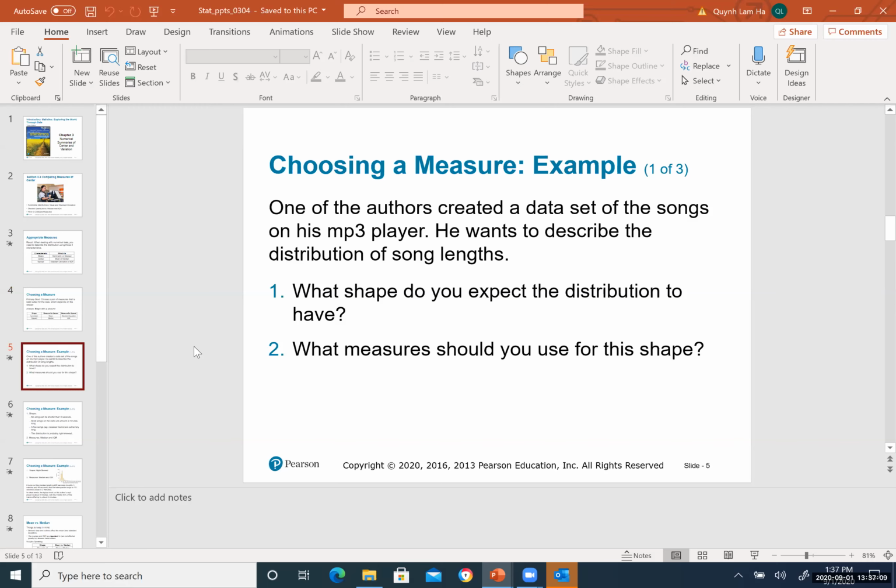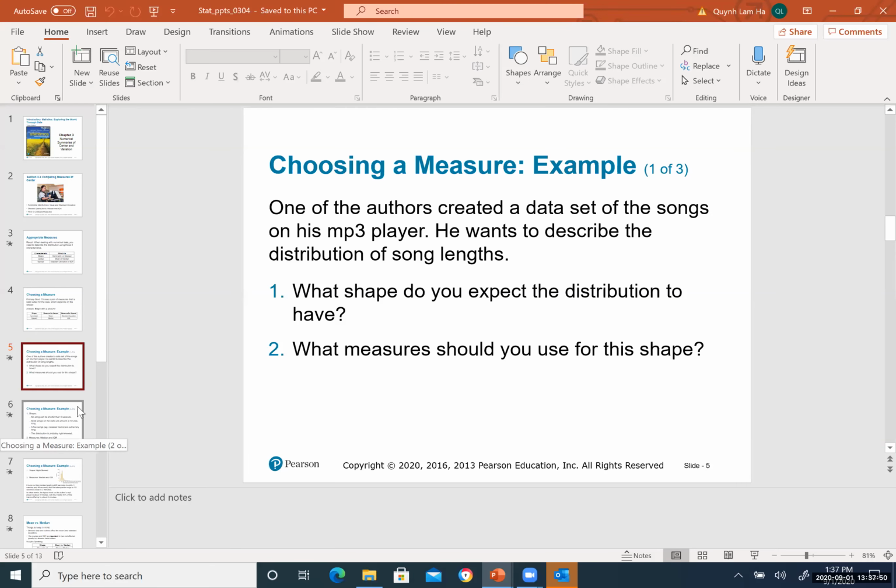For the following example, an author created a data set of the songs on his MP3 player, and he wants to describe the distribution of the song lengths. Usually, all songs last about 3 to 4 minutes, and it's really rare that a song lasts 10 or 20 minutes, right? So you can imagine the distribution for this example would be skew. You can pause this video and think about that question.